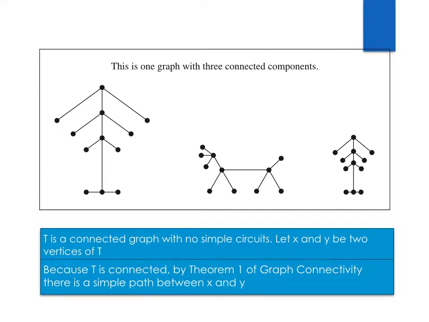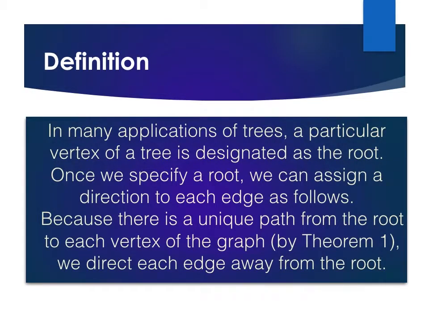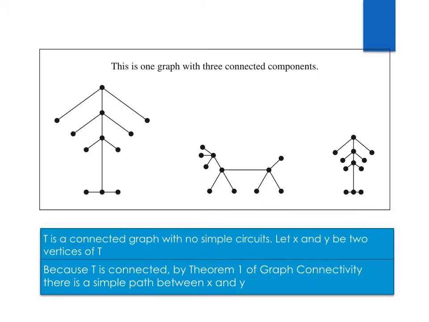Now, assume that there is a unique simple path between any two vertices of a graph T. Then T is connected because there is a path between any two of its vertices. Furthermore, T can have no simple circuits. To see that this is true, suppose T had a simple circuit that contained the vertices X and Y.